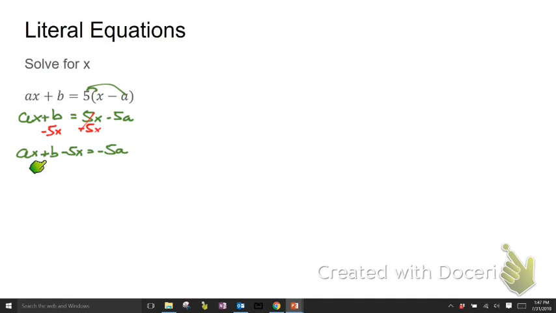Now I want to get rid of the terms that don't have an x. In other words, this b right here, I'm going to subtract it from each side of my equation, kind of kick it out to the other side. So I now have ax minus 5x equals negative 5a minus b. Now here is the tricky part. I've brought all my x's over to this one side of the equation. What I can do now is factor out, or in other words, undistribute that x.